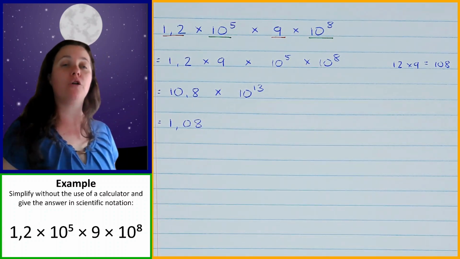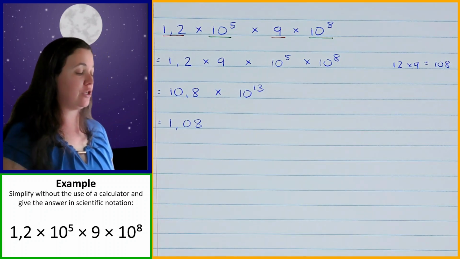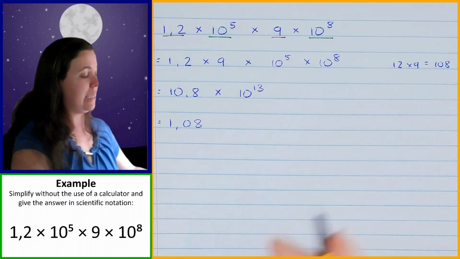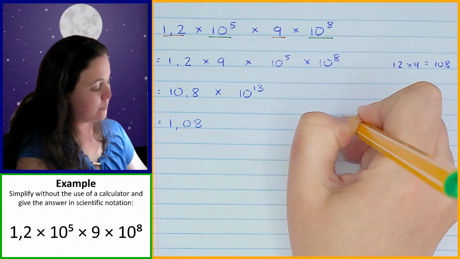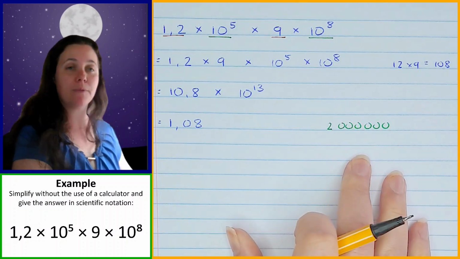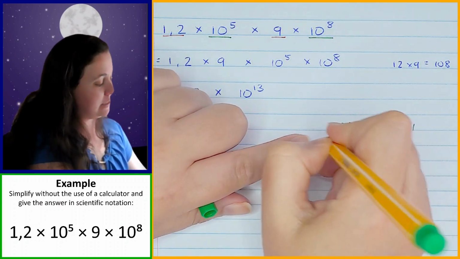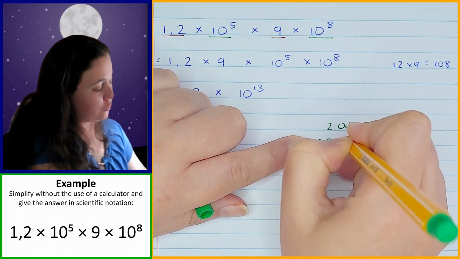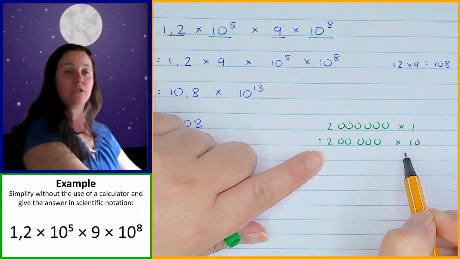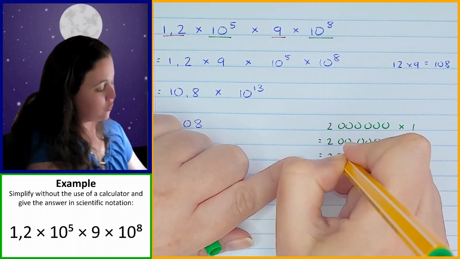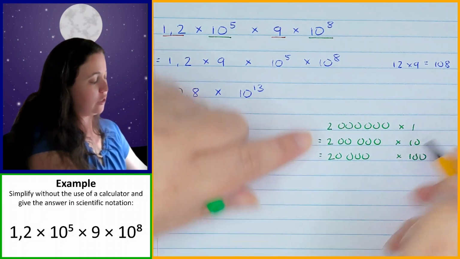Now, when you are changing your numbers like this to put them into proper scientific notation, I want you to just quickly take a look at this. If I have 2 million, that is the same as 2 million times 1. Now, if I take this and I change it to 200,000 times 10, it's still the same. If I write 20,000, then I have to multiply it by 100 to keep it the same.